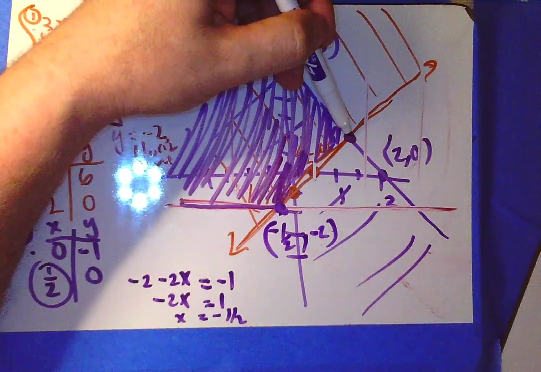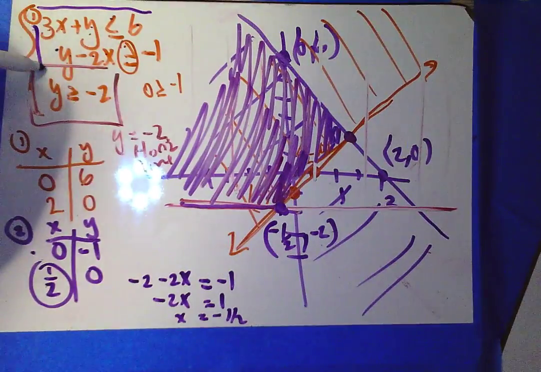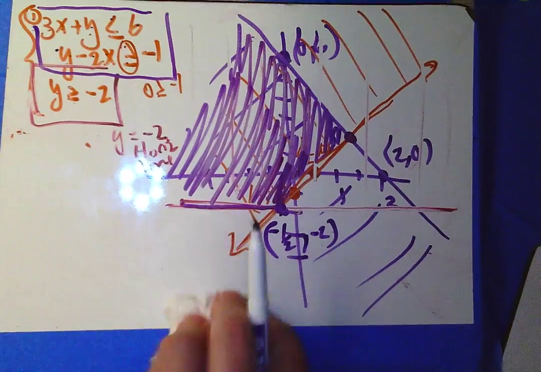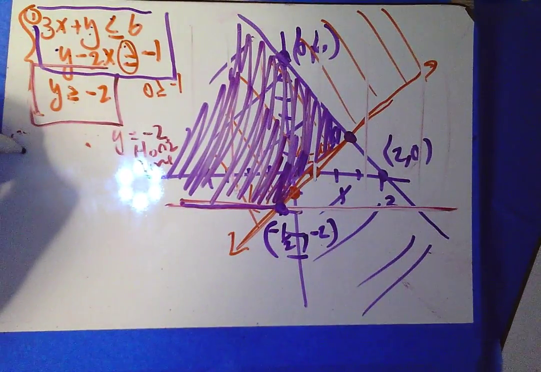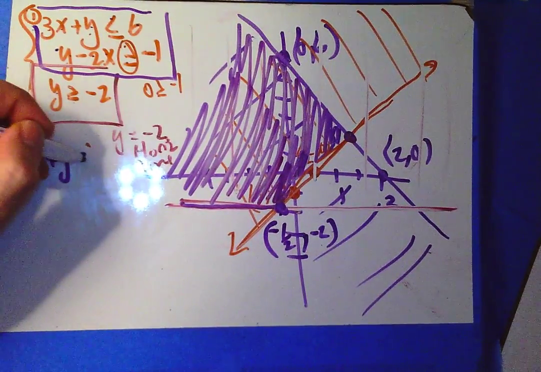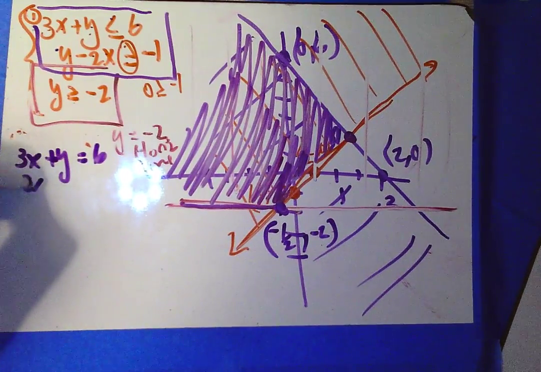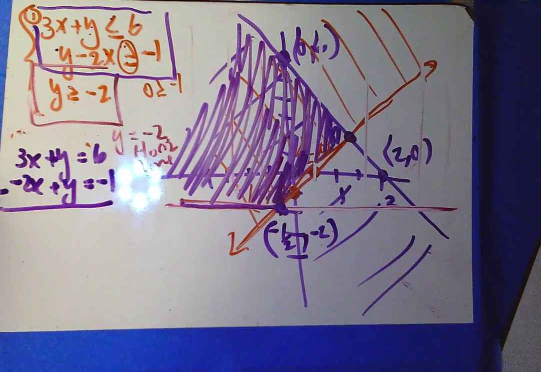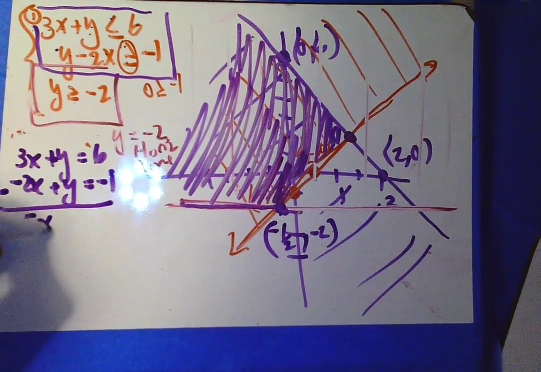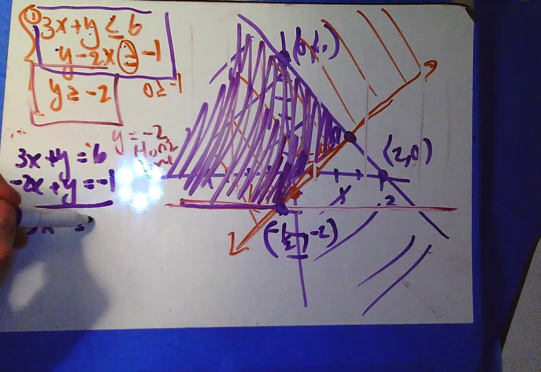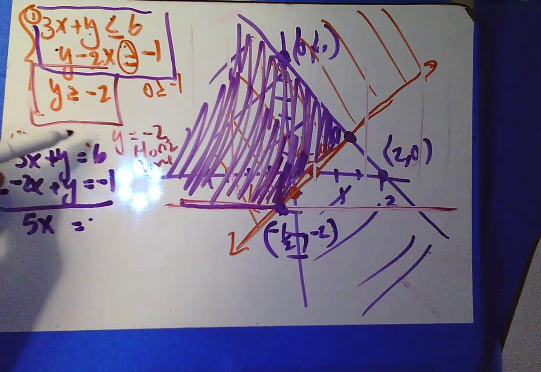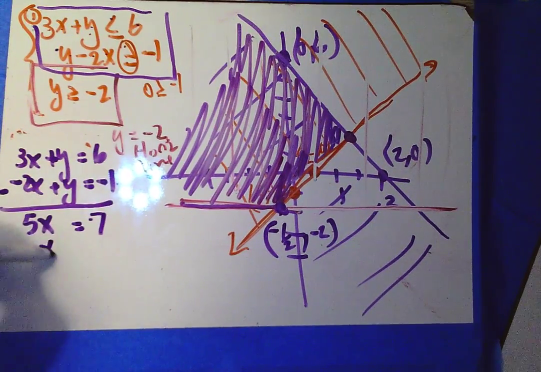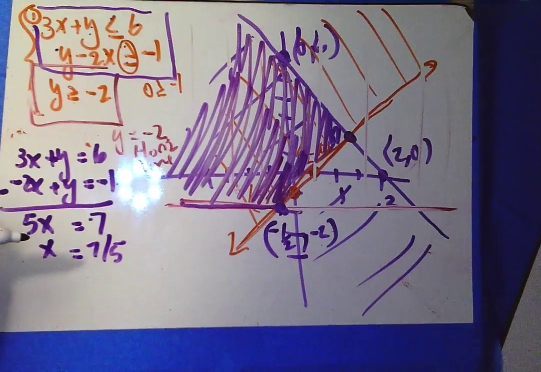And what about this ordered pair here? That's where these two inequalities intersect. Well, can I find where they intersect? Sure, I can use elimination to do that. 3x plus y equals 6. -2x plus y equals -1. If I subtract one equation from the other, I get 5x equals 7. Now, look, because I have to do 6 minus a -1, 7. So x equals 7/5.